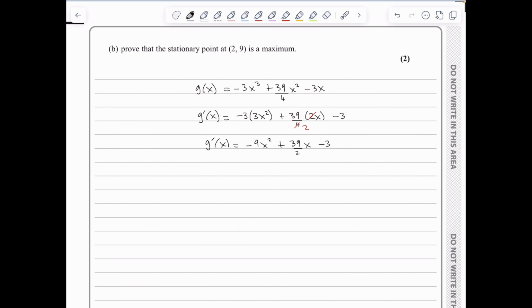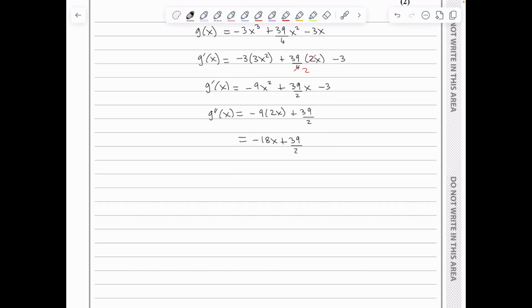I will proceed in finding the second derivative. So g dash dash of x is going to be minus 9 times 2x plus 39 over 2, which of course gives me minus 18x plus 39 over 2, and I will now evaluate the second derivative when x is 2. So g dash dash of 2 is equal to negative 18 times 2 plus 39 over 2. This gives an answer of negative 33 over 2, which is less than 0.